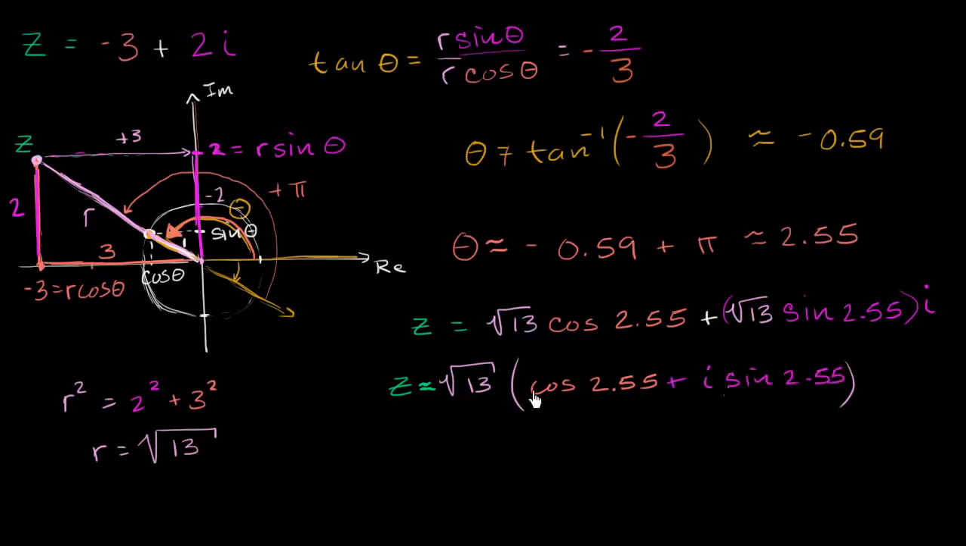And so when I rewrote z in this format right over here, it makes it much clearer what the direction I have to go in is. The direction is 2.55 radians counterclockwise from the positive real axis. And it also says how far I need to go. I need to go square root of 13. So this essentially makes it clearer how we get there in, I guess you could say, more of a polar mindset. And that's why this form of the complex number, writing it this way, is called rectangular form, while writing it this way is called polar form.